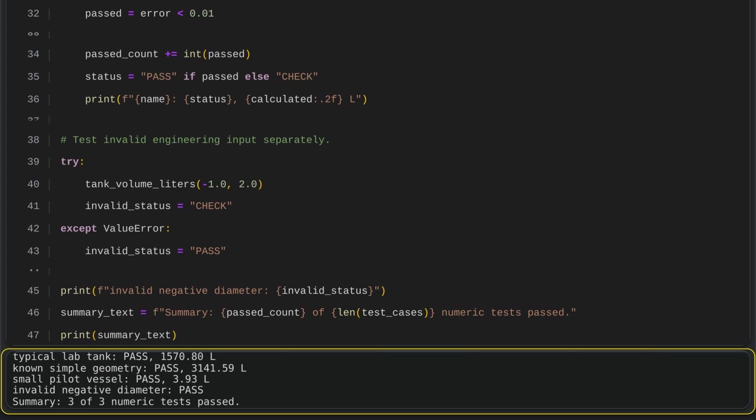This script calculates the volume of a cylindrical tank in liters from its diameter and height in meters. It checks that both dimensions are positive, then uses the cylinder volume formula and converts the result to liters. Built-in tests compare the results with expected values within a small tolerance, report whether each test passes, and also confirm that invalid negative input raises an error. At the end, the script prints a summary of how many tests succeeded.